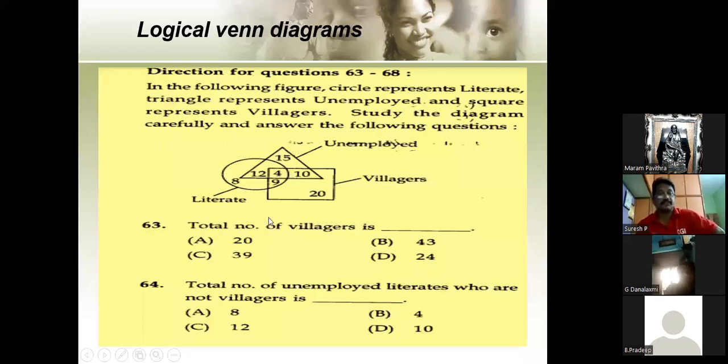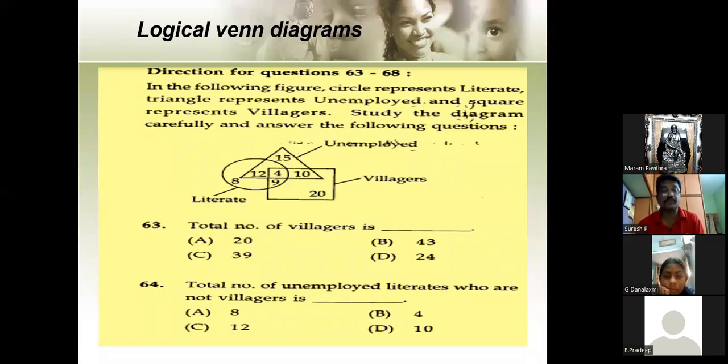Now, what is the total number of villagers here? Villagers are represented by a square, so you have to take the square. How many people are there here? 4 plus 9 plus 10 plus 20: 30, 39, 39 plus 4, 43. So the total number of people is 43. Clear? So you have to give the answer like this. This is very, very important.